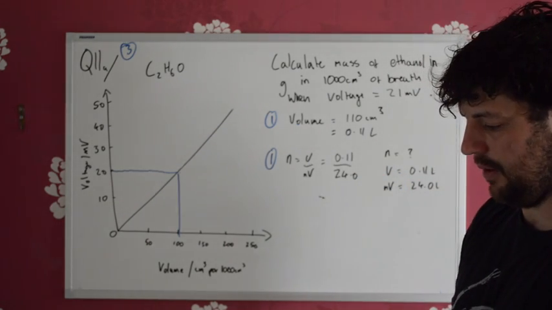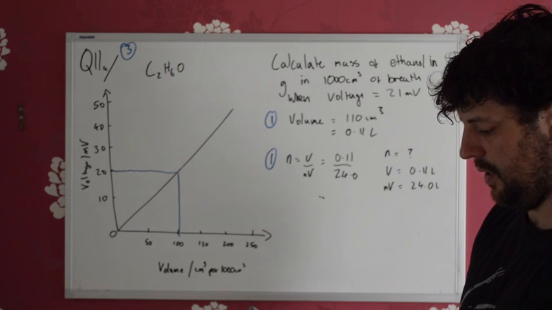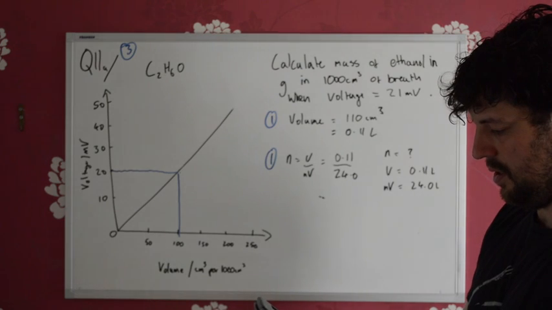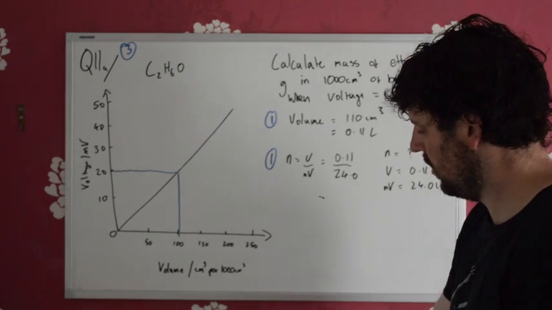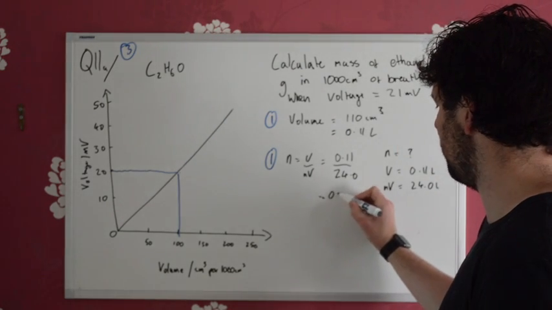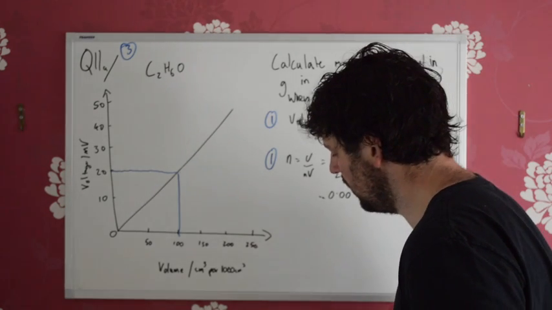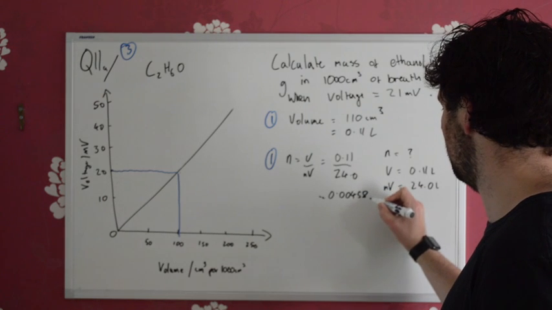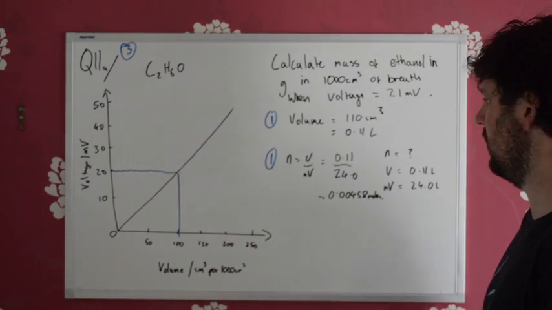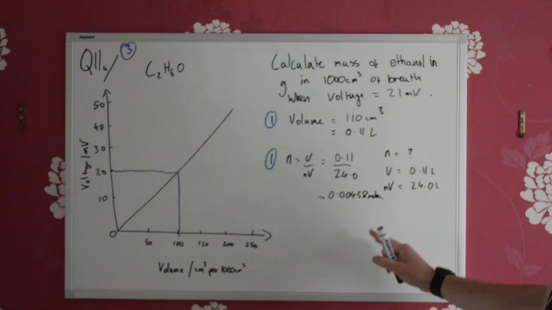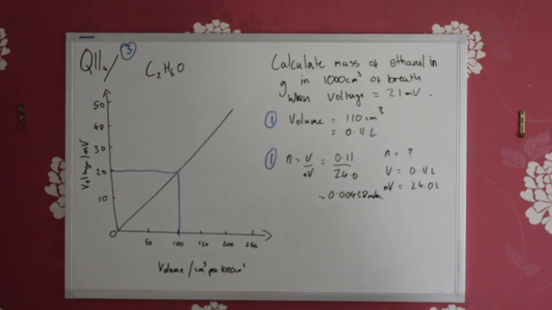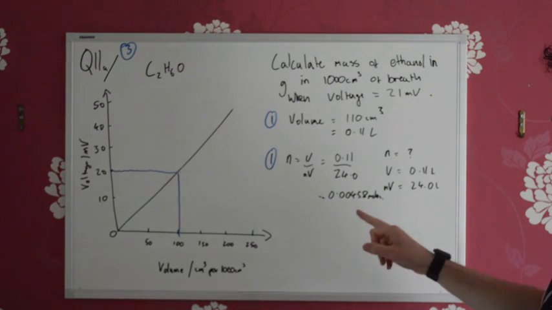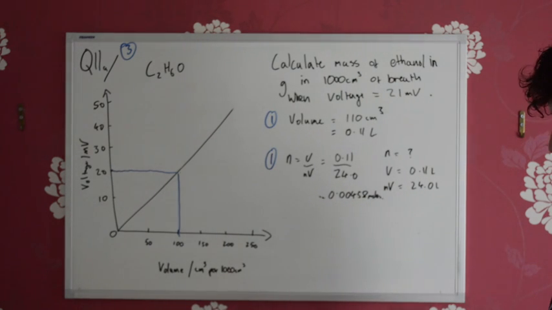So we put this information into the equation, 0.11 divided by 24.0, and I'll just work that out in my calculator. 0.11 divided by 24 equals 0.00458 moles. So the next part is we need to work out the number of grams of ethanol in 1,000 centimeters cubed. So we need to convert this number here to a mass.